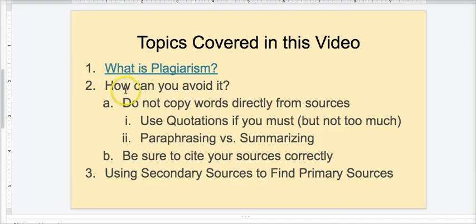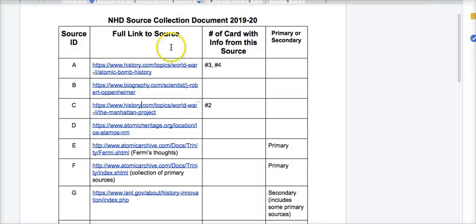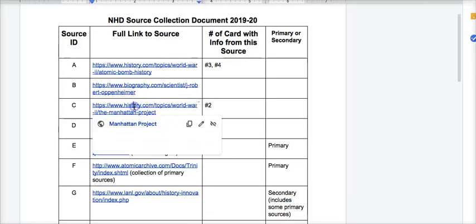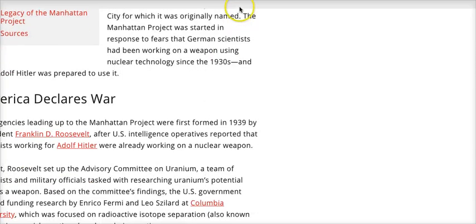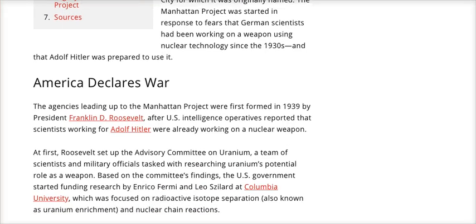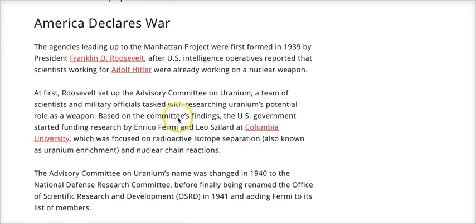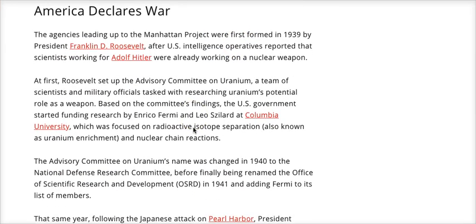All right, back to our topic. So that's what is plagiarism. How can you avoid it? I will show you. So we'll go to my source list here, and I'm going to go to this one that's about the Manhattan Project. And I'm going to read a little bit about the Manhattan Project down here. These couple of paragraphs, I'm going to read them and then I'm going to paraphrase them.